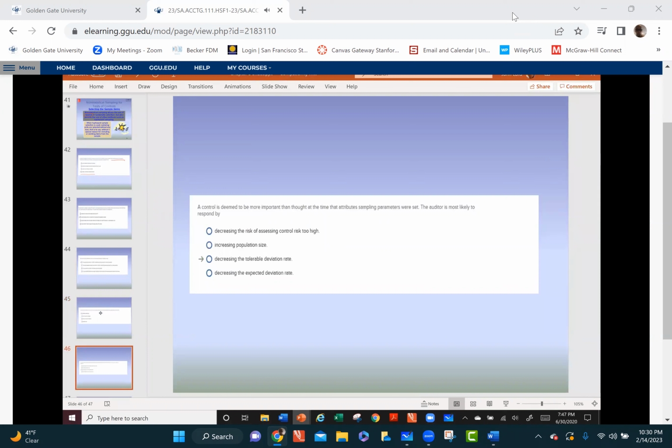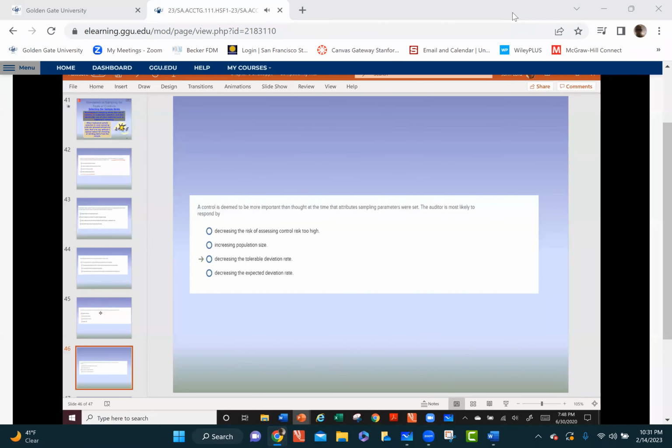The controls deemed to be more important than thought at the time that attribute sampling parameters were set. So what happens? I'm sitting here looking at the control and obtaining understanding. I look at the design, look at the implementation, and I say, I don't know that that control is that important. So I set control risk at, say, moderate. Then I sit there and say, the more I look at this control, the more important I think it should be. I'm going to want to have a low control risk for this. So I really want to make sure that this control is what is operating. So my tolerable deviation rate has to come down, doesn't it? Because I now think this control is a pretty important control.